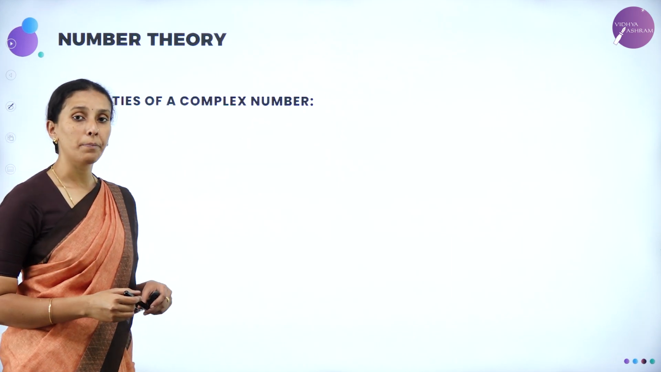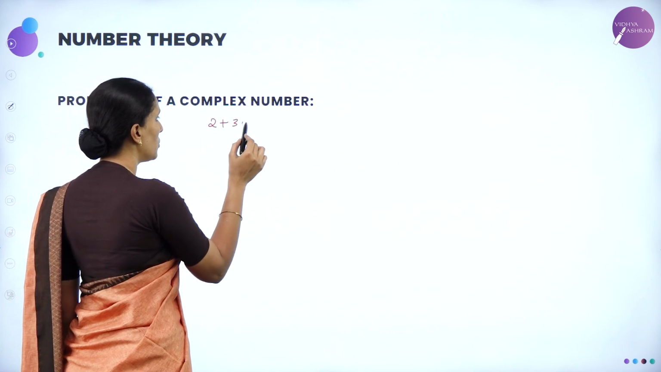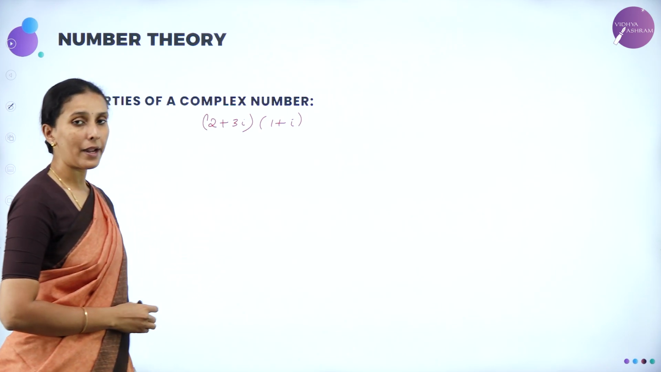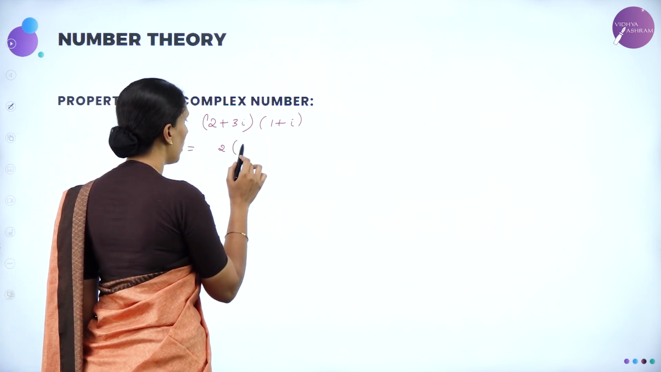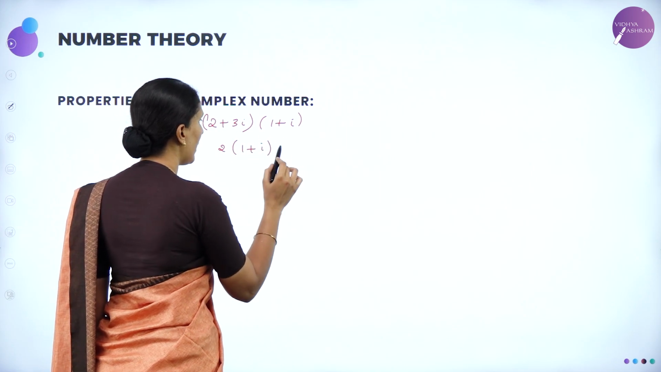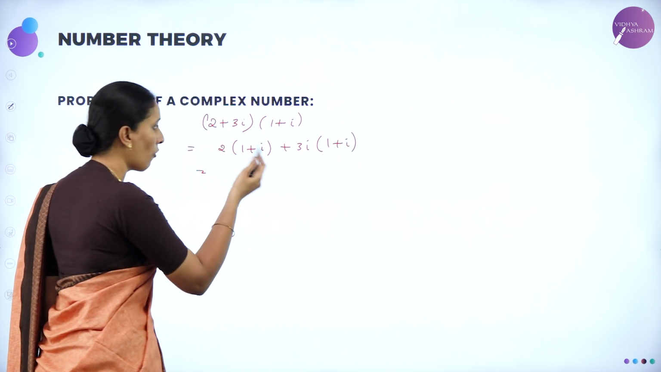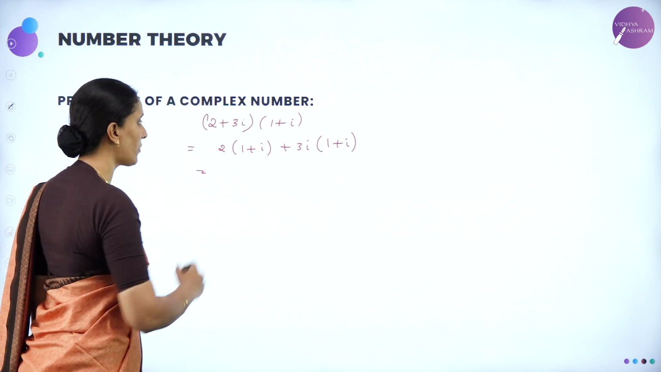Next, we come across the product of two complex numbers. Let's take an example of the same, 2 plus 3i into 1 plus i. We can use the binomial product here also. So multiply the real part 2 with the whole complex number, and then 3i with 1 plus i. We have already studied the binomial product in algebra, and we can use the same strategy here.